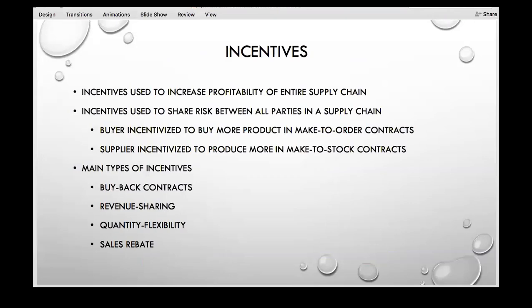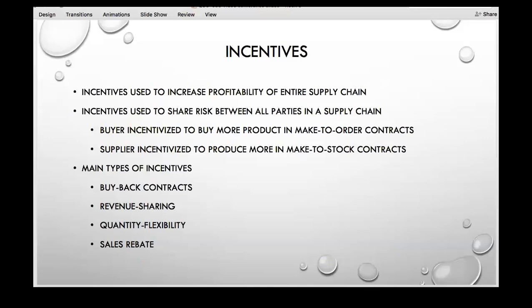So now, incentives. Like I mentioned before, incentives are used to increase profitability of the entire supply chain. Sometimes you want to share the risk between all the parties so that the supplier is incentivized to produce more, and the buyer is incentivized to buy more. And as I said, sometimes you may have excess product, but the profitability is still higher. It may not be optimized, because optimized basically means that you've maximized your profitability, but you will make more profit than if you just stuck to a suboptimal scenario.